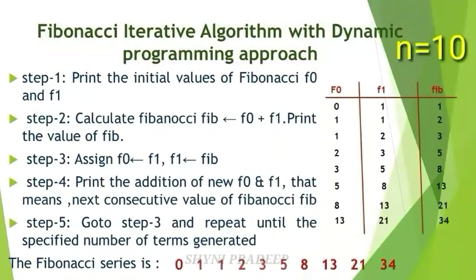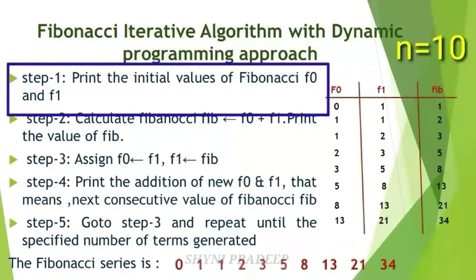Okay. Iterative means what? Iterative means a set of statements repeated again and again in the same program, that you call an iterative algorithm. Okay. So now let us write the steps to calculate the Fibonacci series for 10 digits using the dynamic programming approach. Okay. First give the initial values. F0 means 0. F1 means 1. Okay. These are the initial values. Okay. 0, 1.